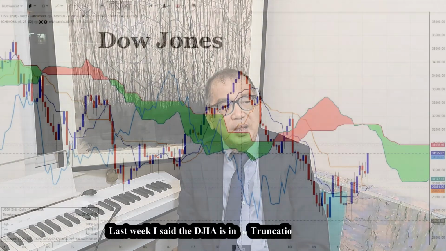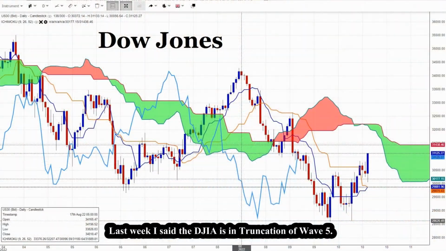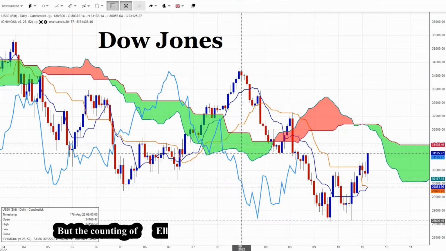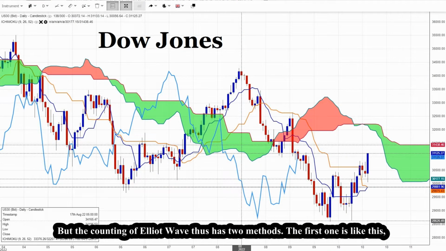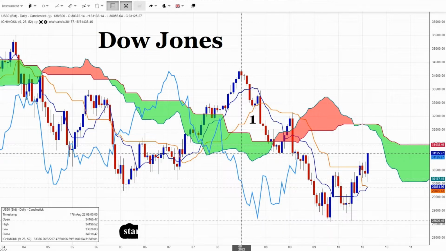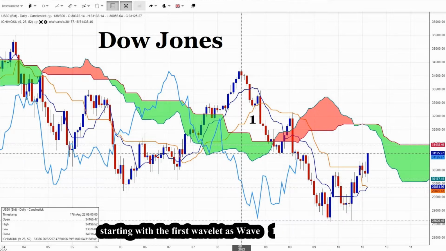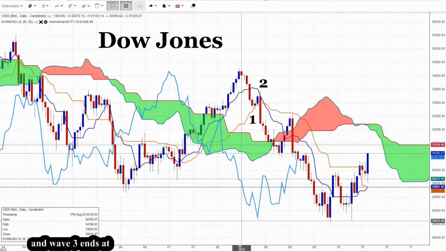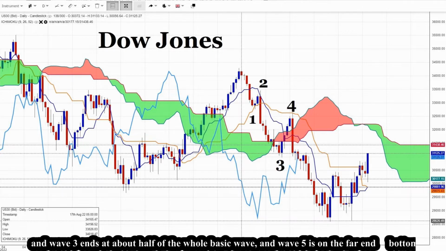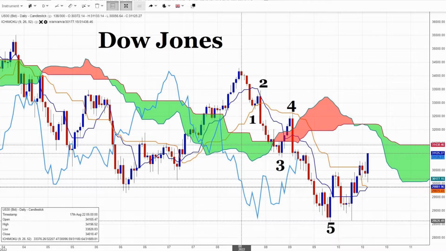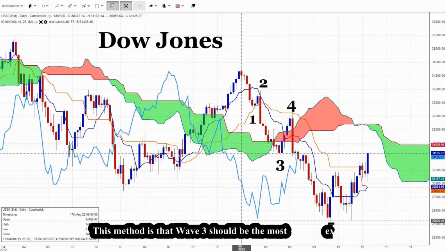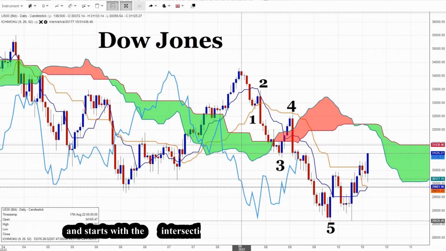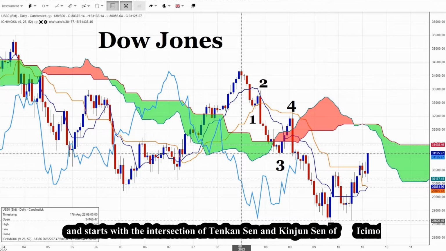Last week, I said that the DJIA is in truncation of wave 5, but the counting of Elliott Wave has 2 methods. The first one is like this, starting with the first wavelet as wave 1, and then wave 2, and wave 3 ends at about half of the whole basic wave, and wave 5 is on the far end bottom. In this method, wave 3 should be the most explosive wave and starts with the intersection of Tenkan Sen and Kinjun Sen of Ichimoku.